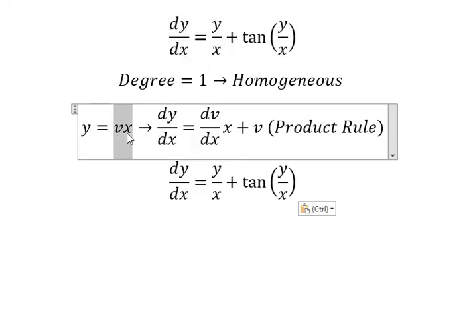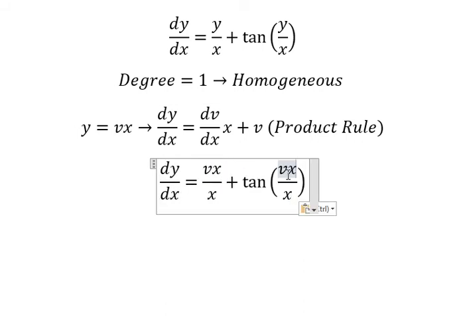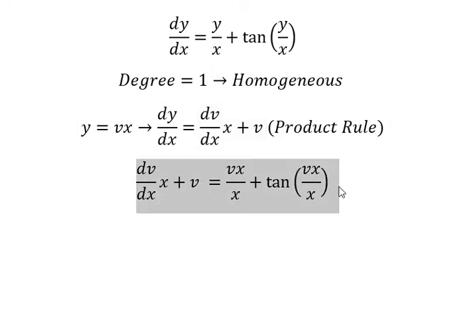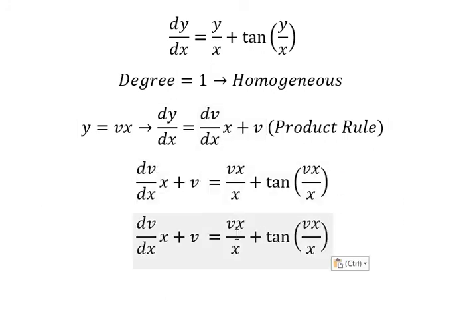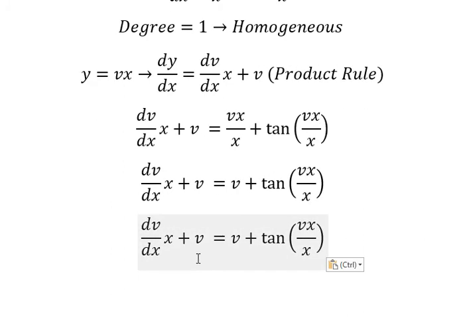So I will put this one gone here and here. This one we change by this one. This one we have v. So we need to simplify v and v for both sides.